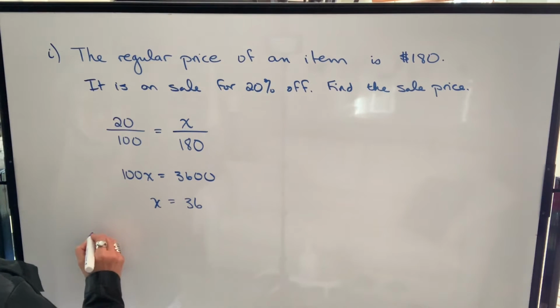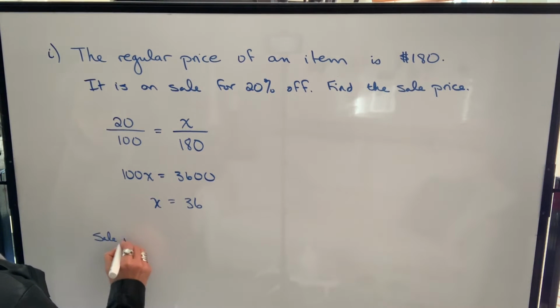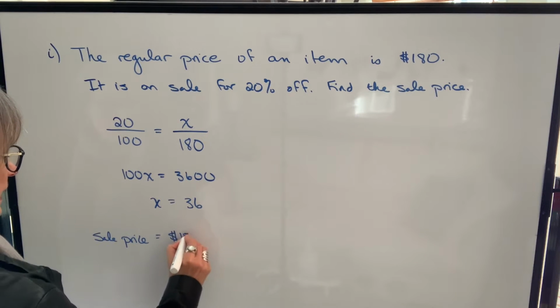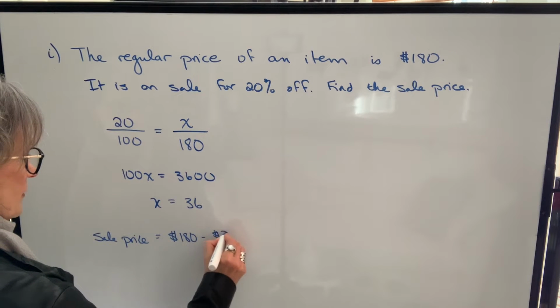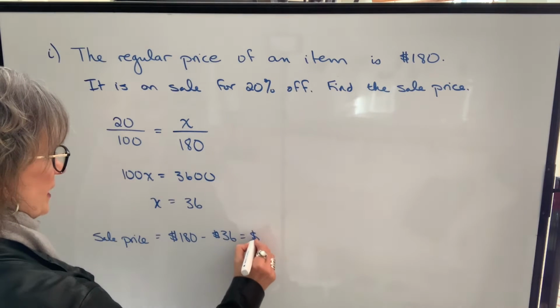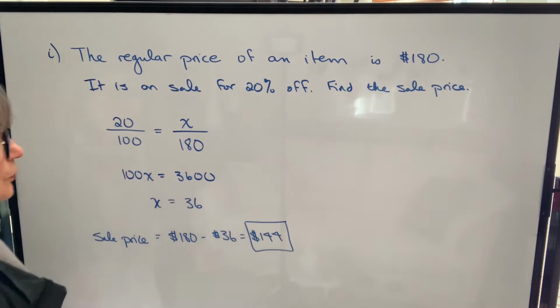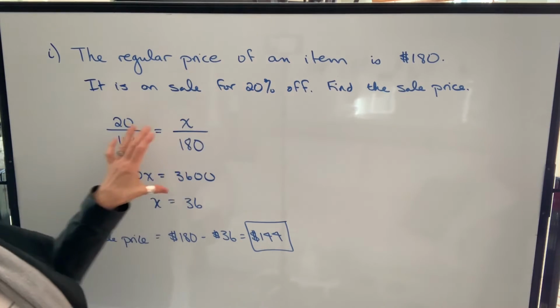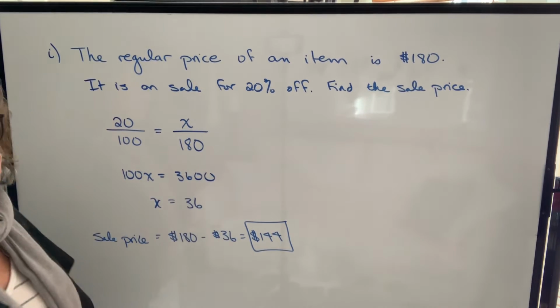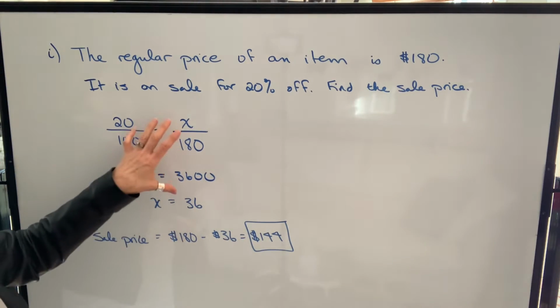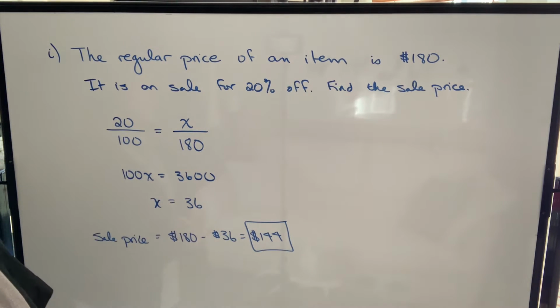So the sale price will be equal to $180 minus $36. So the sale price will be $144. So often you'll have other steps other than just using your proportion with percent problems. That's one method you could use.